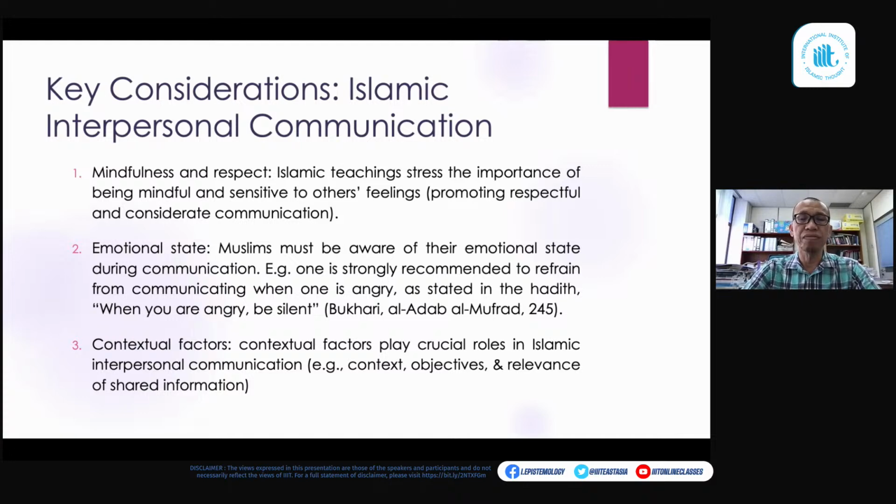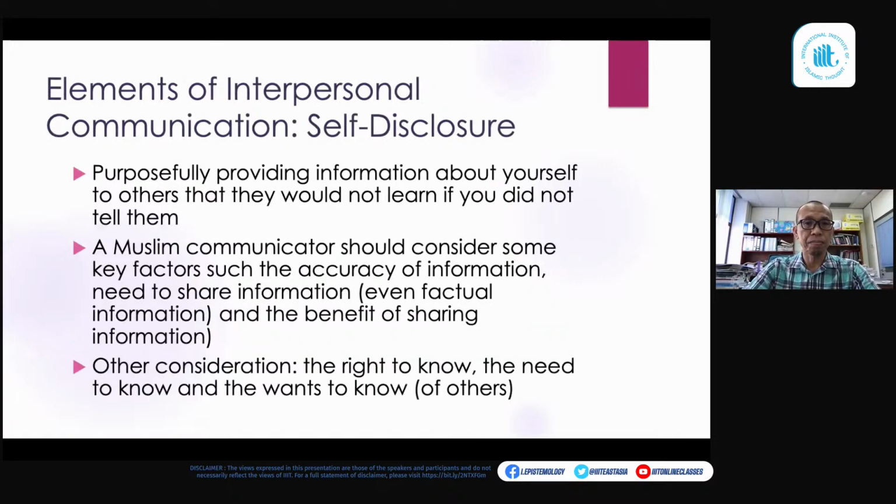For example, if you receive news that someone passed away, even if you don't like to interact with that person, you have to do it because you have to convey this very important message to the other party. And these are some of the key considerations if you want to understand or practice Islamic interpersonal communication. Then one of the components which is very critical when it comes to interpersonal communication is self-disclosure.